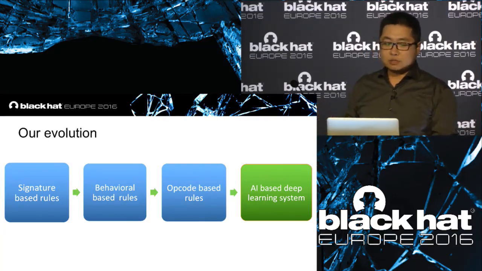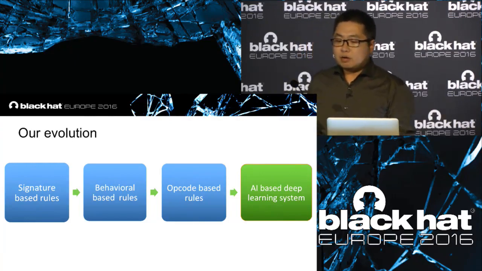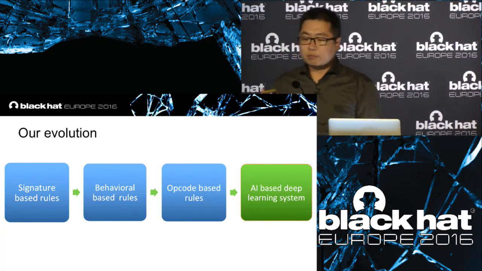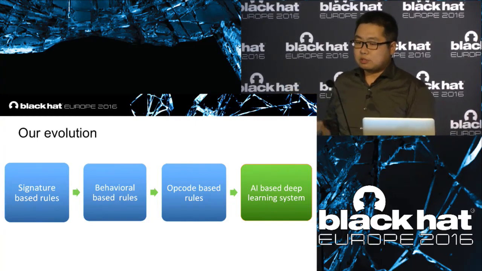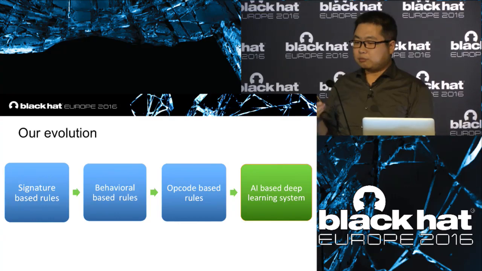This is the roadmap of our mobile antivirus engine. We started with signature-based rules, like anyone else, and then we found many virus families have obvious behavior rules. Next, we developed opcode-based rules, which can match some opcode byte sequence and have some logic with it. And finally, we get to the AI-based deep learning system.